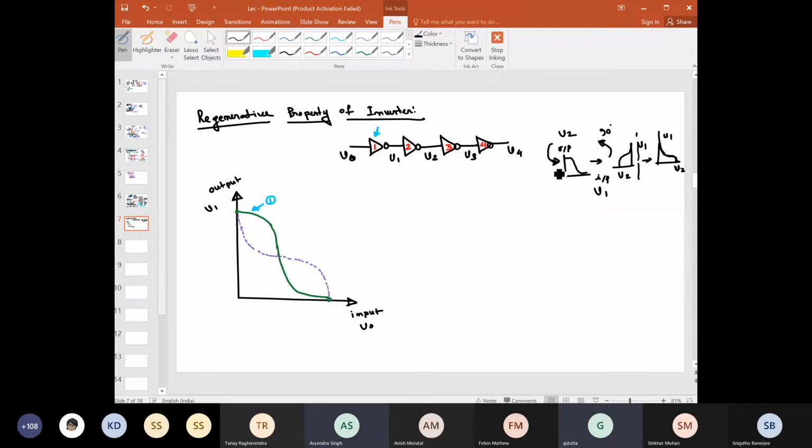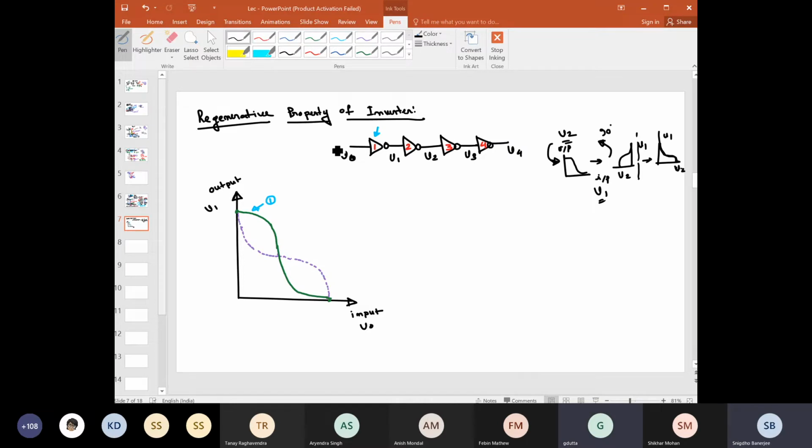This is for the second one. See, it is V2, V1. This is the output V2, input is V1. Sir, are we plotting V2 versus V1 or V2 versus V0? Because V2 versus V1 would be the same as V1 versus V0, right?